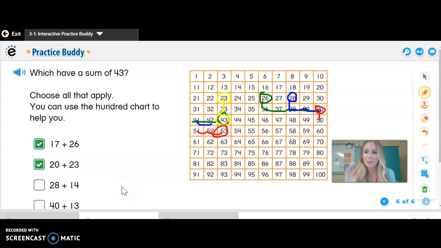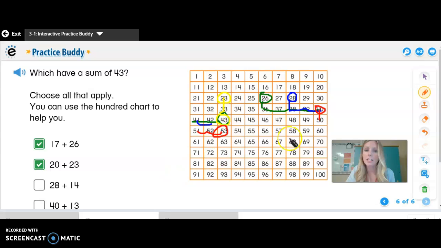My recording paused, but that's okay. I just want to do this last couple through with you real quick. So we found that the first one equaled 43. Our next one, 20 plus 23, equaled 43. The next one I did here is in the blue. We started at 28, we went down 1 ten, and we went over 4. 1, 2, 3, 4. And that only got us to 42. We needed to get that one extra one. So we didn't get that one. That's not 43. We didn't mark it.